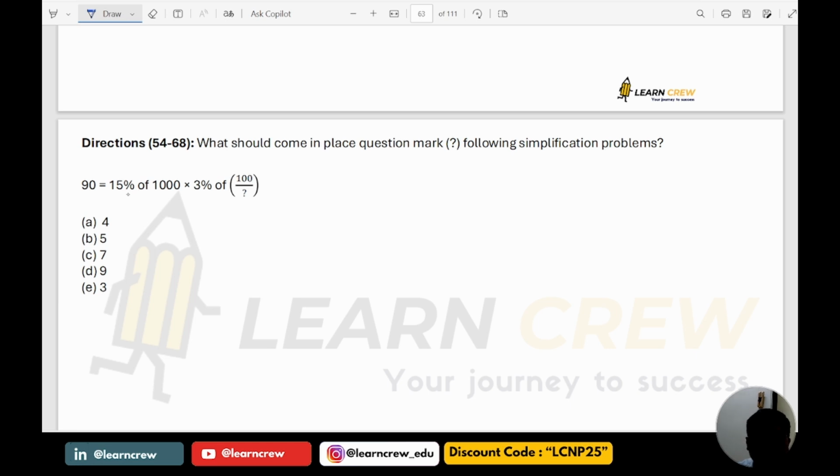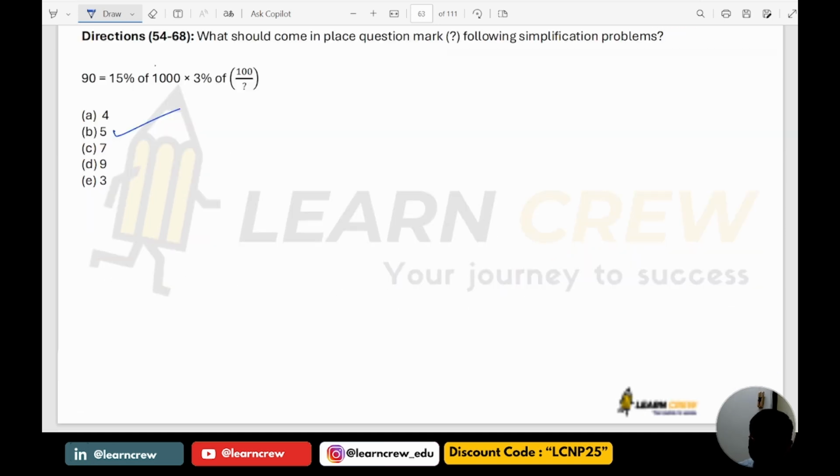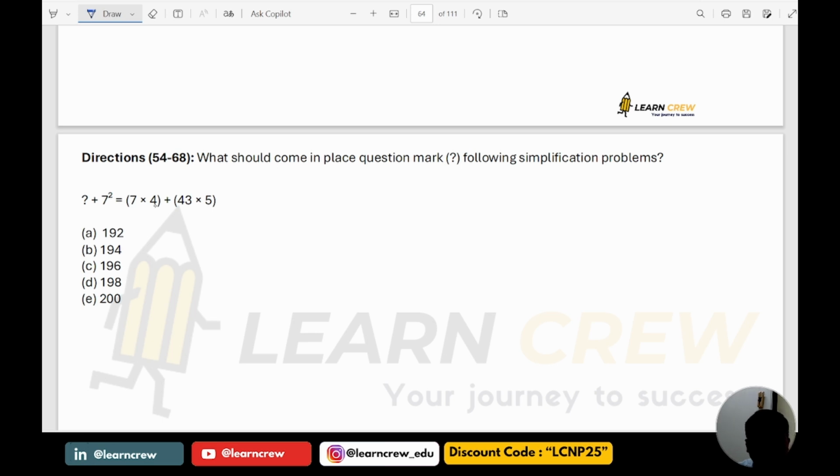15% of 600 is actually 90. So 600 means this has to be 0.6. 3% of how much is 0.6? 3% of 20. So it has to be 20, which means it has to be 5. Next, 7 into 4 is 28, 43 into 5 is 215, 215 plus 28 is 243, 243 minus 49 is how much? 194. 194 is the correct answer. Next.